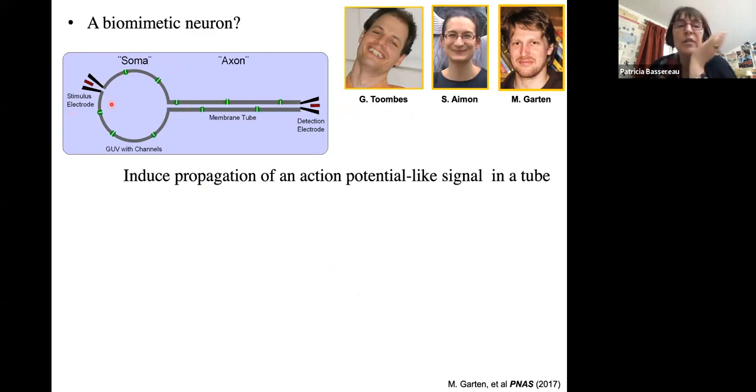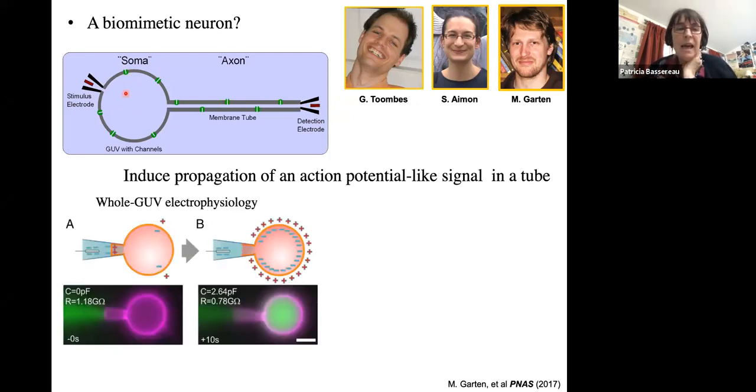We wanted to excite the action potential with a stimulus electrode and measure the signal with another electrode at the end of the pseudo-axon. The most difficult part of this project, at the end of the day, was to induce a transmembrane potential which keeps the vesicle stable. And Gil and Matthias worked a lot of time, and they managed to successfully get a system.